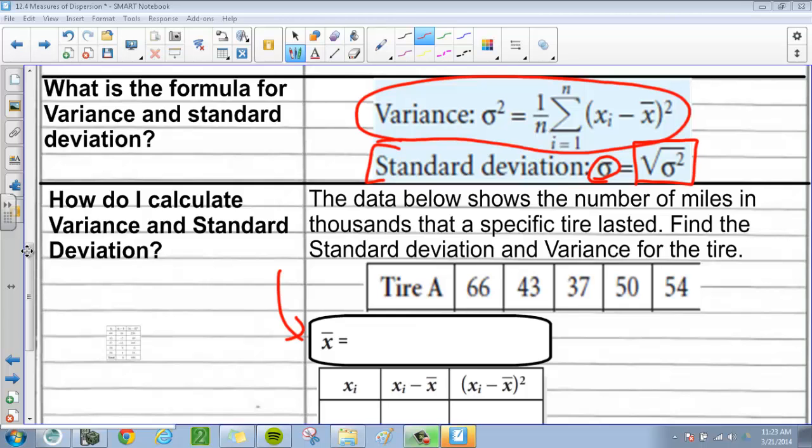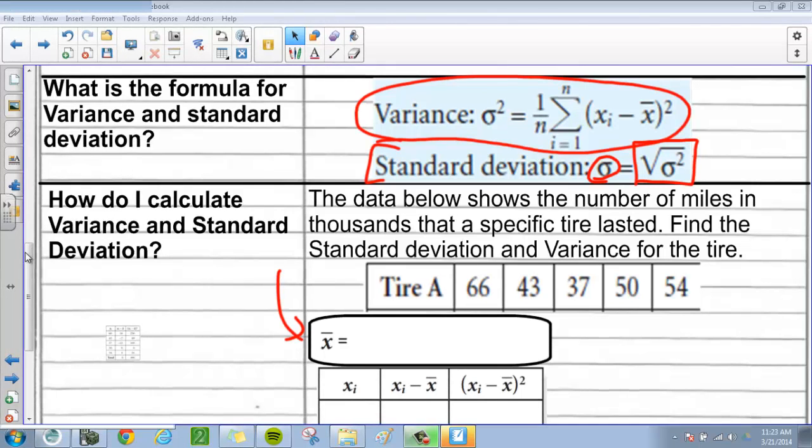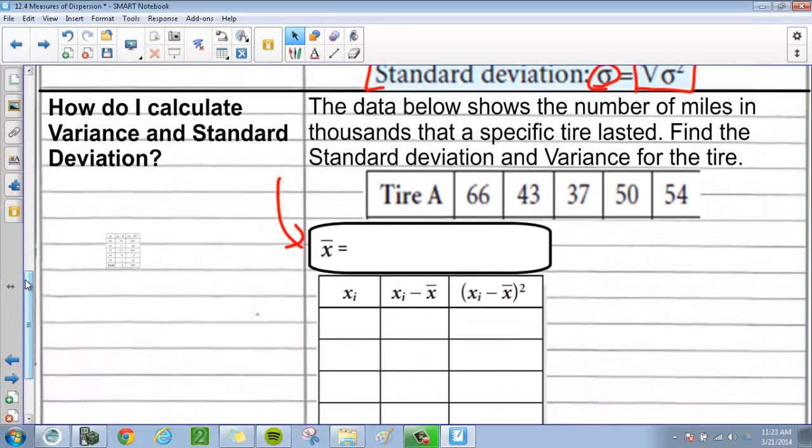Okay? So I have this scenario below, and the data is the number of miles, in thousands, that a specific tire lasts. We have 5 tires, and we want to figure out how many miles each lasted in thousands. We collected this data: one tire lasted 66,000 miles, then 43,000, 37, 50, and another one 54,000 miles. From this data, we want to find the standard deviation and the variance for the tires.